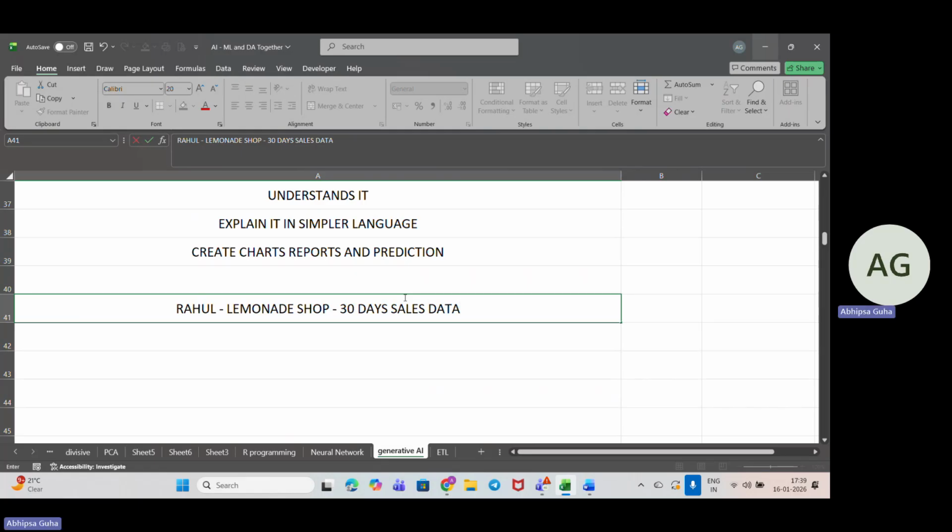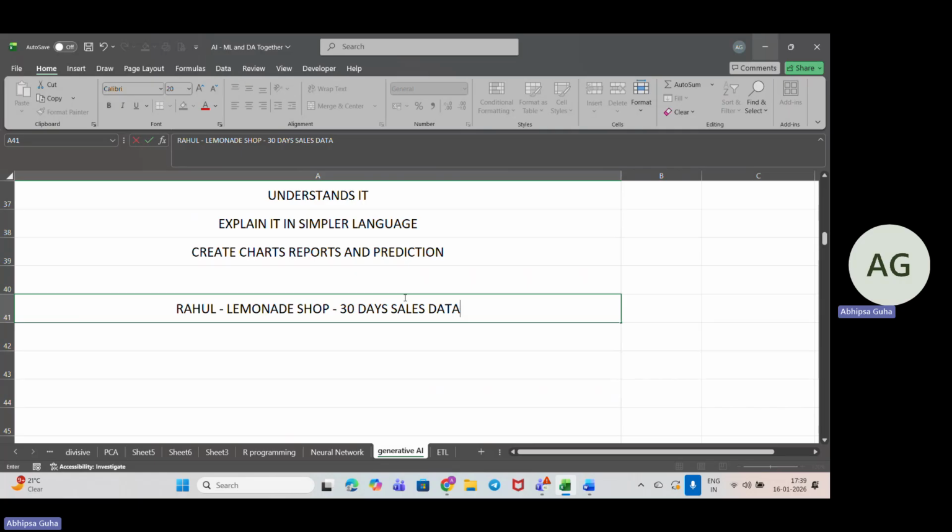So without generative AI, Rahul opens Excel, makes the chart, thinks for hours. With generative AI, Rahul just asks, why did my sales increase last week? Right? So AI answers based on the data that has been given. So sales increased because the weather was hot and it was a weekend. This is an answer that we can expect from generative AI.